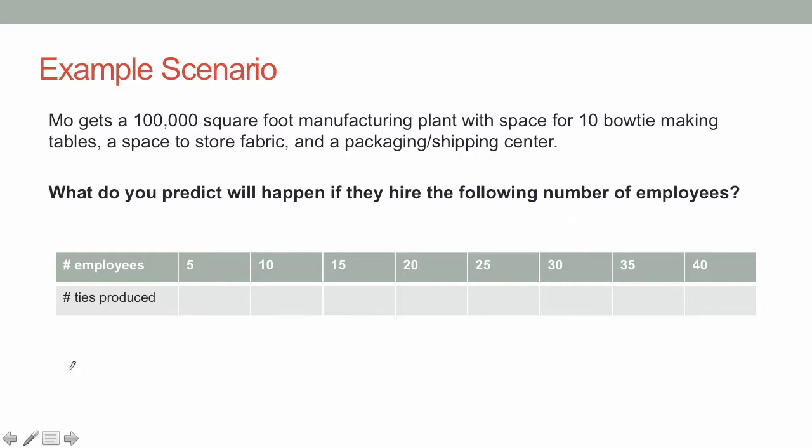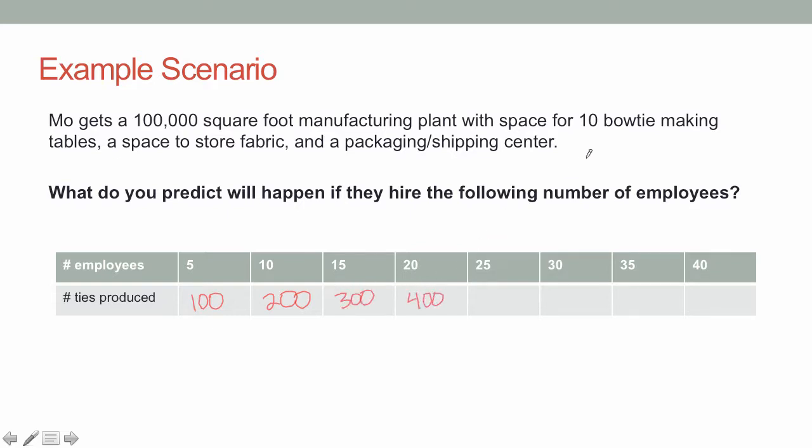So let's think about this, right? 10 tables, lots of fabric, lots of shipping, all that stuff is able to go on. So let's say if he hires 5 employees, well, how many ties can they produce? Let's say each employee can make 20 ties a day. So maybe they make 100 ties, right? If they go from 5 to 10 employees, maybe they're able to make more ties. Maybe they make 200.